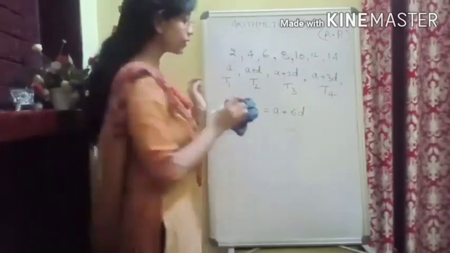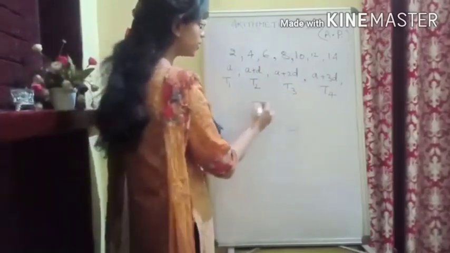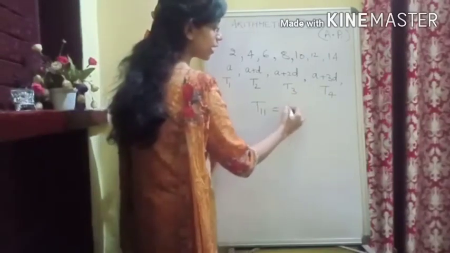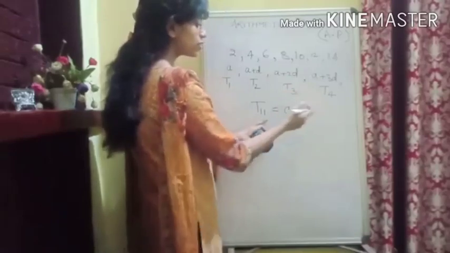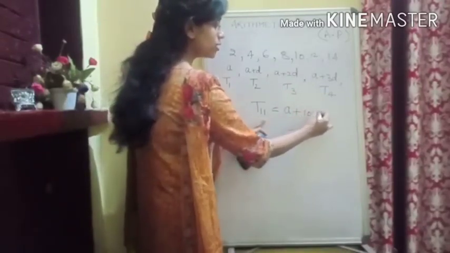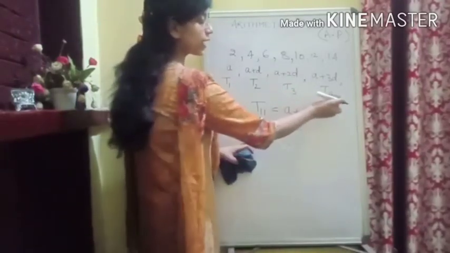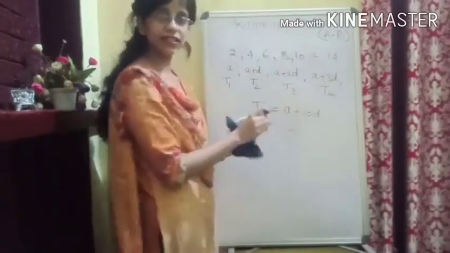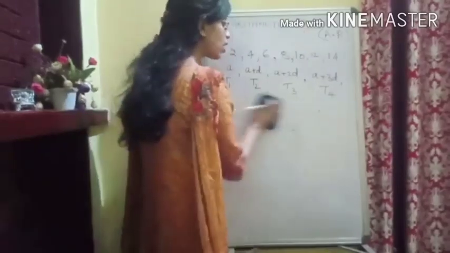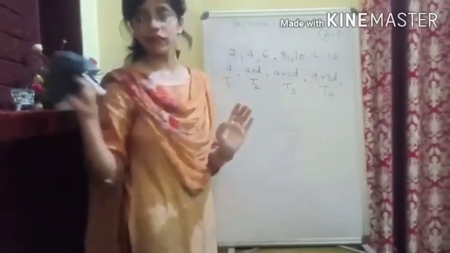Is it clear? If I ask you to write the 11th term, it would be a, as every term contains a, plus 10d, because whatever number we are calculating, the coefficient of d should be 1 less in number, so it should be 10d. Is it clear? And that's how we are going to generalize the formula.